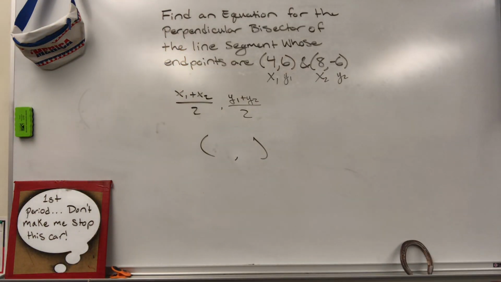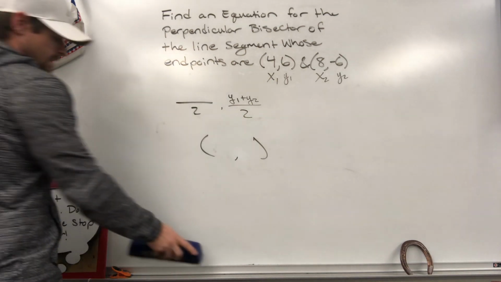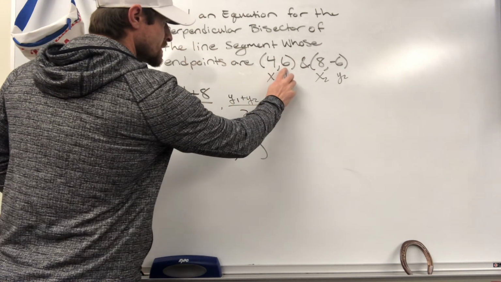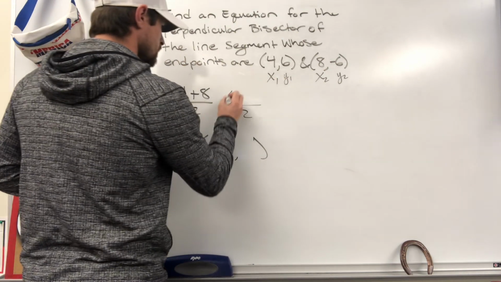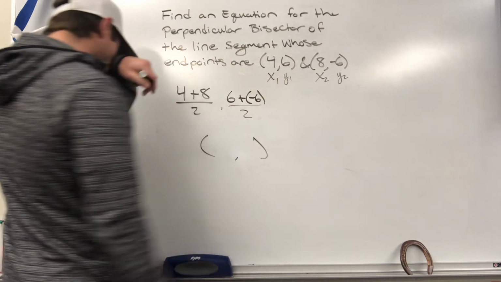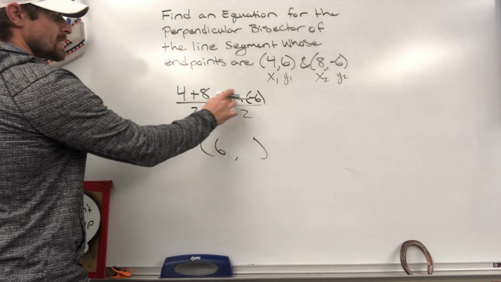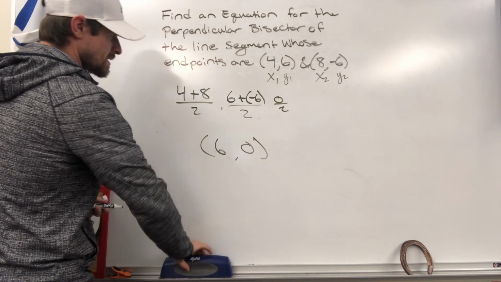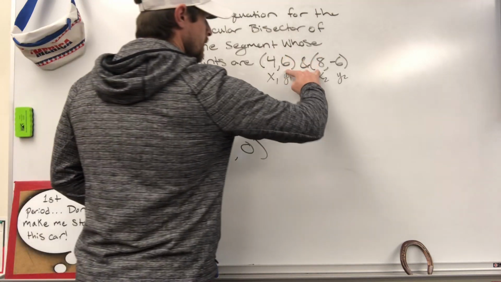x1, x2, y1, and y2. Let me grab an eraser and put those numbers in. So my x1 is 4, my x2 is 8, so 4 plus 8. y1 and y2, that's 6 plus negative 6. And then we do our work. 4 plus 8 is going to give me 12. 12 divided by 2 is going to give me 6. 6 plus negative 6 gives me 0, and 0 divided by 2 gives me 0. So (6, 0) is the midpoint. Okay, (6, 0) is our midpoint of this line segment.